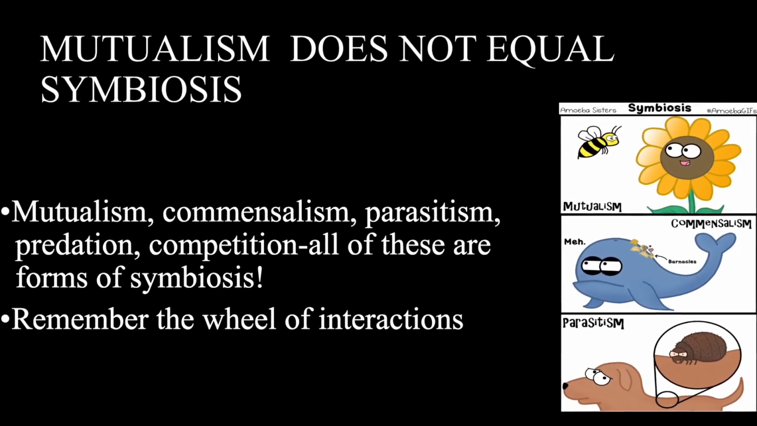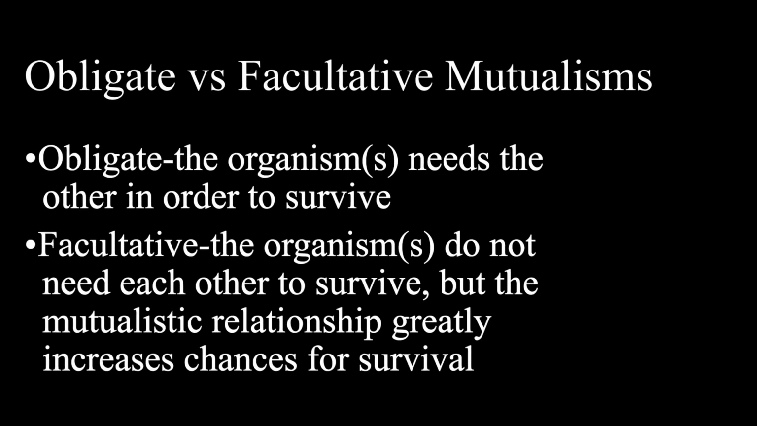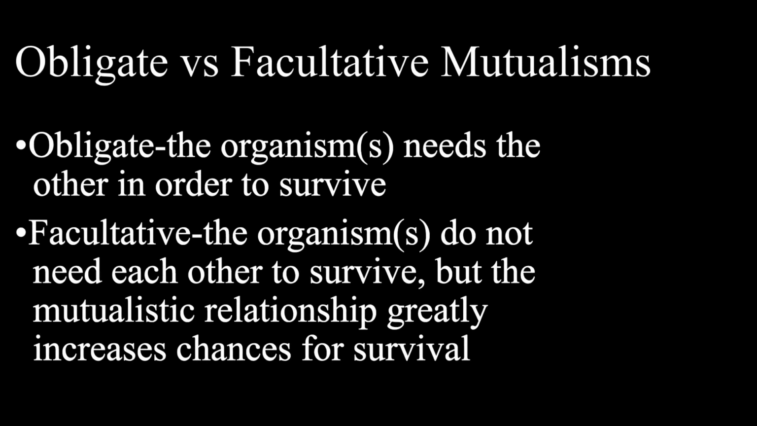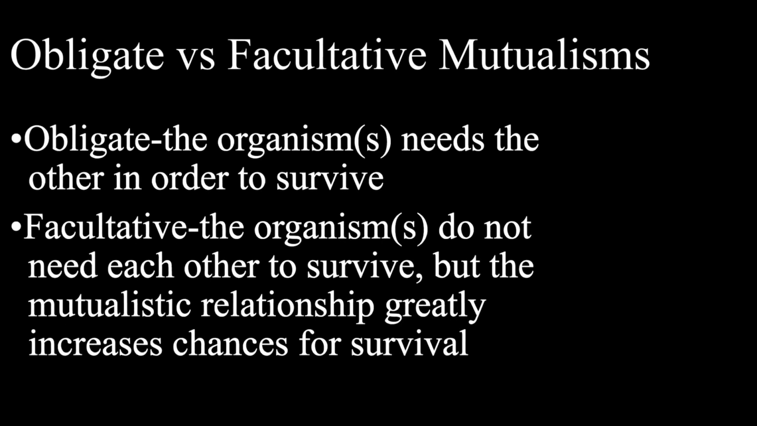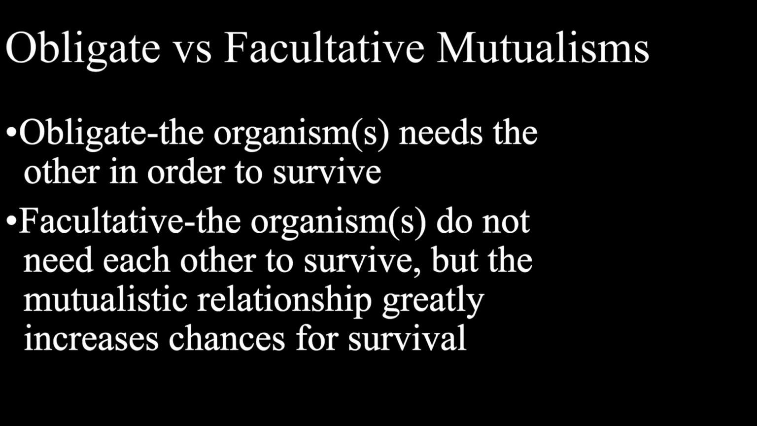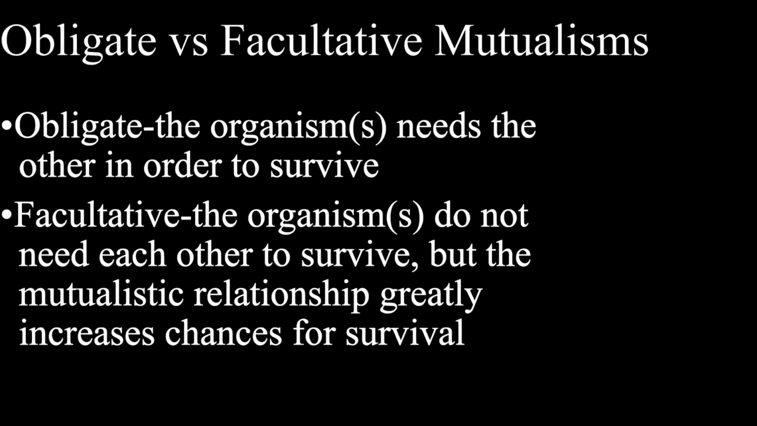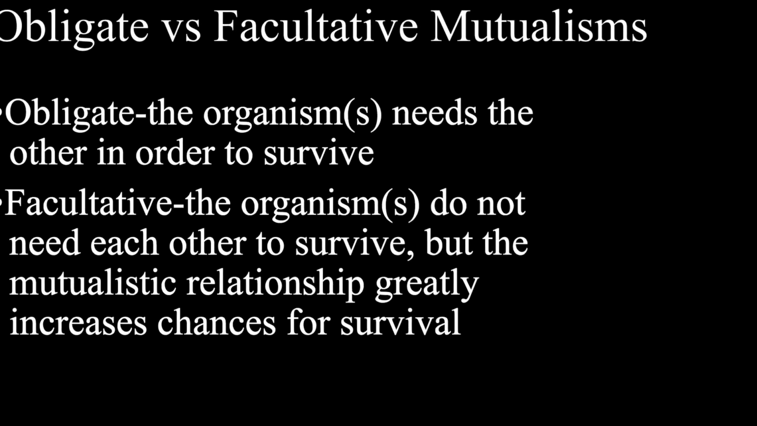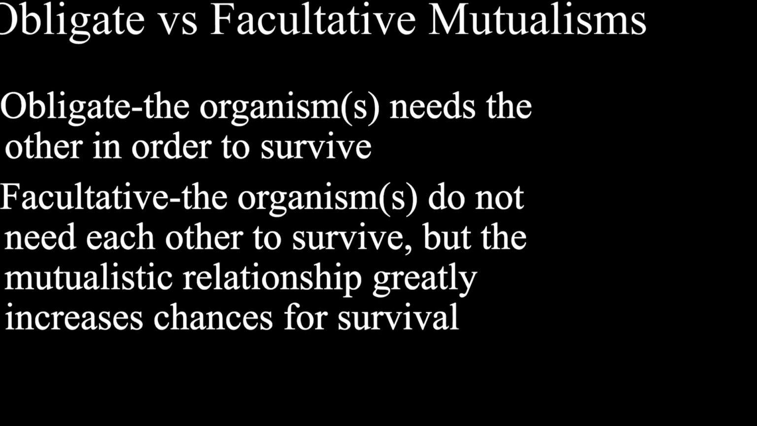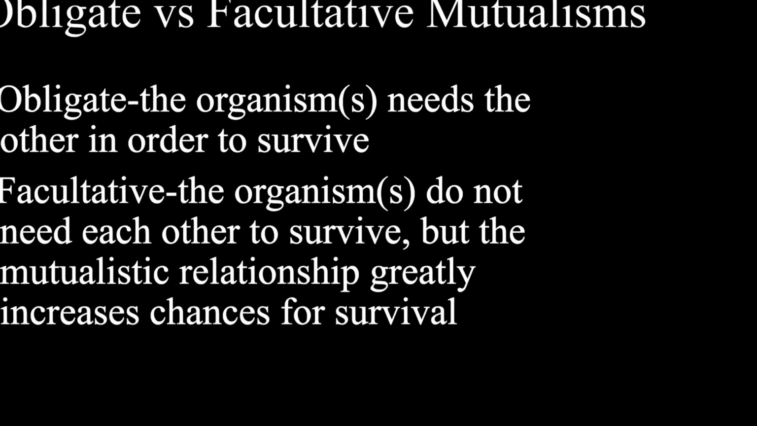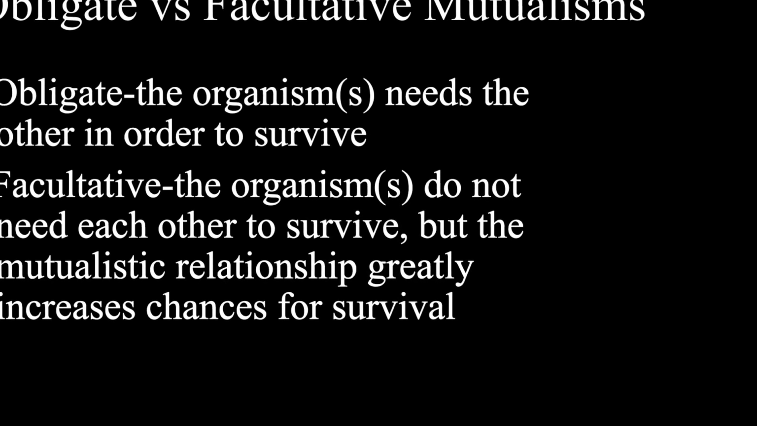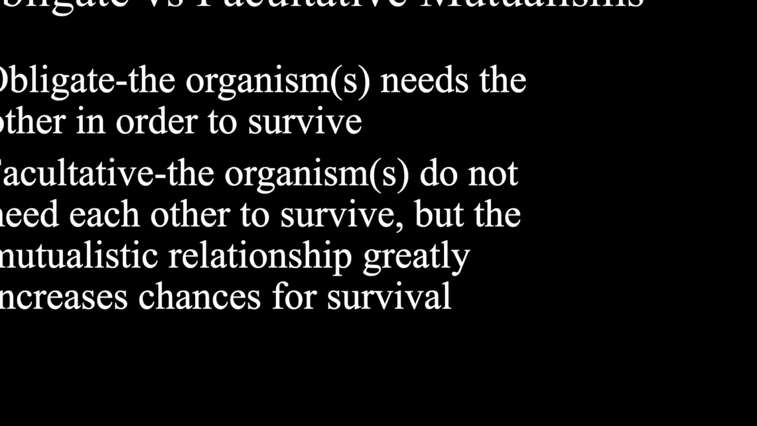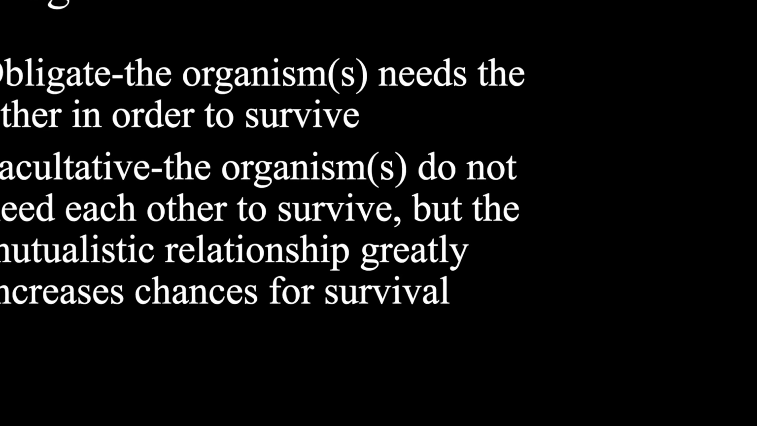It's also important to talk about obligate versus facultative mutualisms. Obligate mutualisms are ones where one or both organisms need the other one in order to survive. Facultative mutualisms are ones where one or both organisms don't necessarily need the other one in order to survive, but the chances of survival greatly increase by being in this mutualistic relationship. So an example of this is coral and zooxanthellae. Coral need zooxanthellae in order to survive. Without them, they won't survive at all. While the zooxanthellae don't need to inhabit coral in order to survive, their chances of survival greatly increase when they have a coral host.